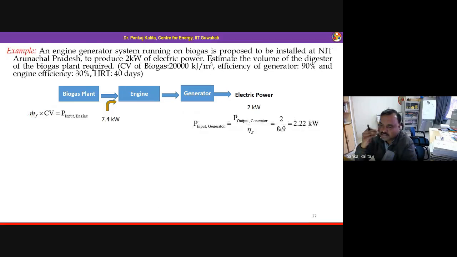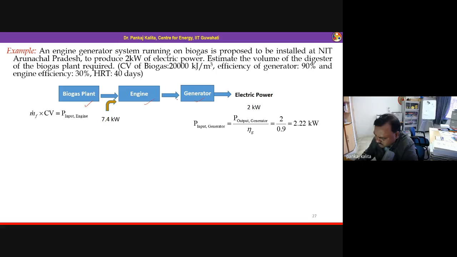The problem goes something like this. An engine generator system running on biogas is proposed to be installed at NIT Arunachal Pradesh, to produce 2 kilowatt of electric power. We need to estimate the volume of digester of the biogas plant required. The calorific value of biogas is about 20,000 kJ per cubic meter, the efficiency of the generator is 90%, the engine efficiency is 30%, and the hydraulic retention time is 40 days. So we can make this kind of block diagram: biogas plant, then engine, generator, and electric power. Electric power generation is 2 kilowatt.